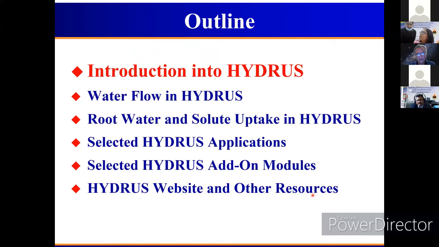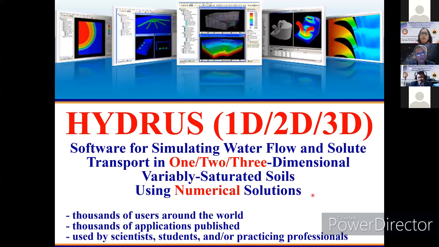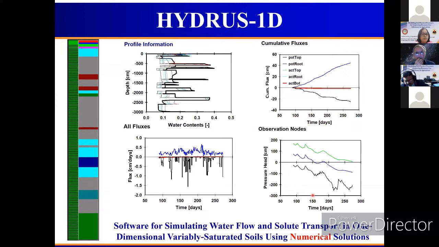I will be talking mostly about HYDRUS models, which are numerical models that simulate water flow and solute transport in 1, 2, and 3 dimensional variably saturated soils. HYDRUS models are one of the most widely used numerical models for simulating water flow and various other processes in the vadose zone. Various versions of HYDRUS models have been used by thousands of users around the world, and thousands of applications have been published in peer-reviewed literature. They are used not only by scientists and students, but also by practicing professionals. The HYDRUS models currently exist in 2 versions, although we do want to merge these 2 versions in the future.